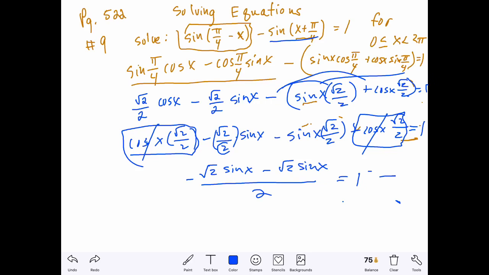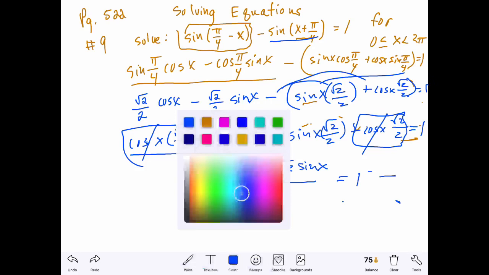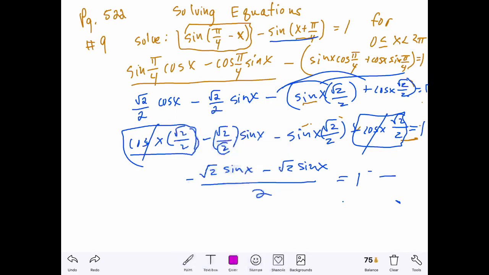Now, since I have an equation, I can start to use my equation solving skills, and I say, oh, that's all divided by 2. Notice I just have the negatives out up top here. If I want to multiply by 2 on both sides, I can start by doing that. So I've got negative root 2 sine x minus root 2 sine x equals 2.